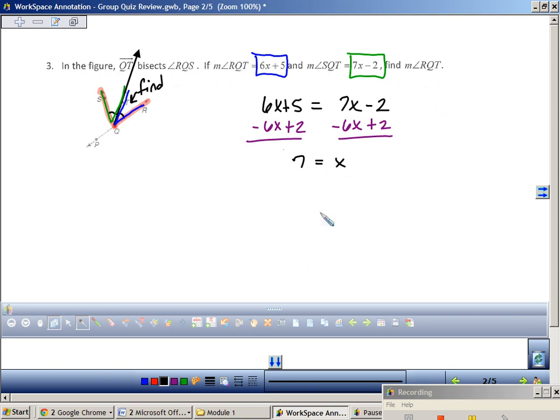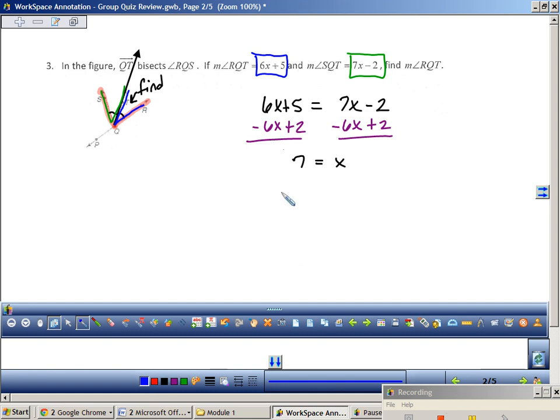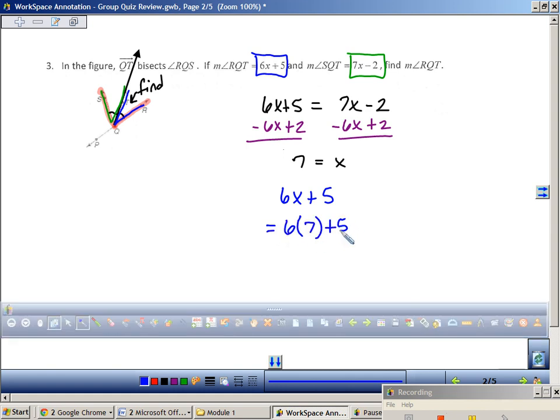x equals 7. What was I supposed to find? I was supposed to find this angle. What color is the angle? Blue. Well, it says that the angle is 6x plus 5. So I can say, well, I know what 6x plus 5 is because I know x equals 7. So what's the blue angle? 47.